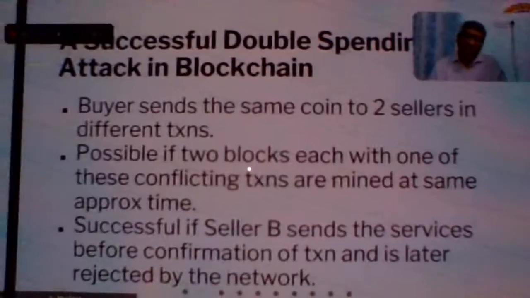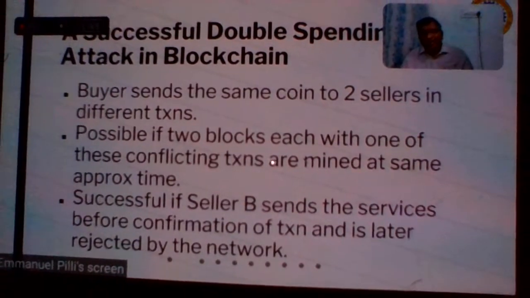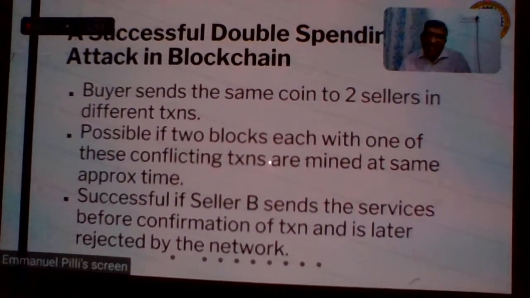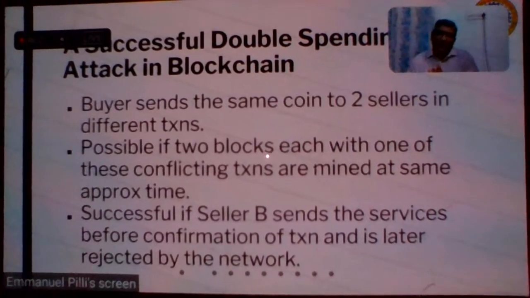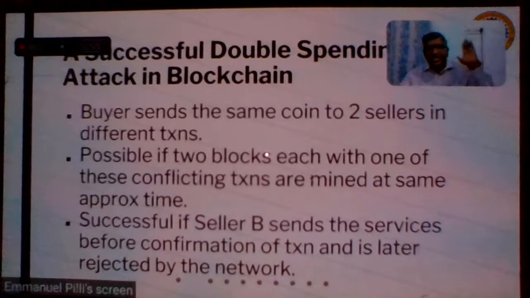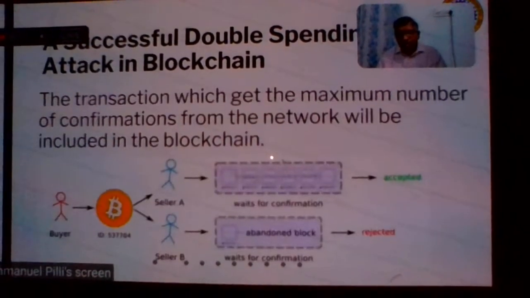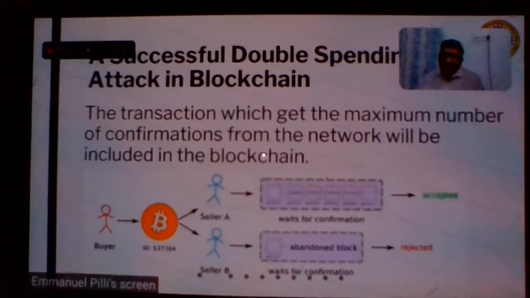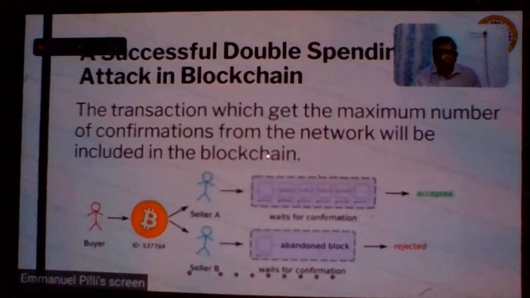So many times when this double spending attack happens, fortunately it is trial and error. If both the transactions go into the same block, one of the transactions will get discarded. If they go into two different blocks and go ahead, after some time one block fails and one block passes. So that's the diagram that you can look at. It's something like this. The transaction which gets the maximum number of confirmations from the network will be included in the blockchain.